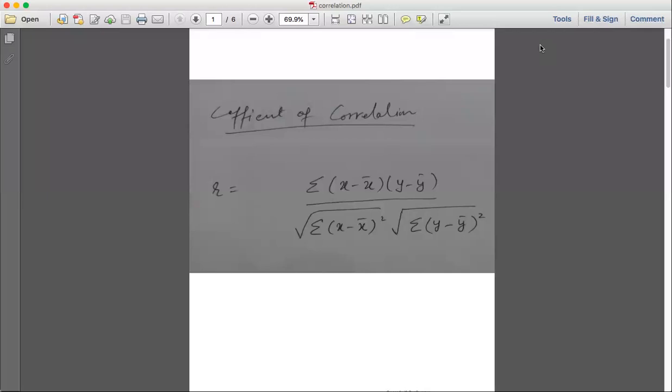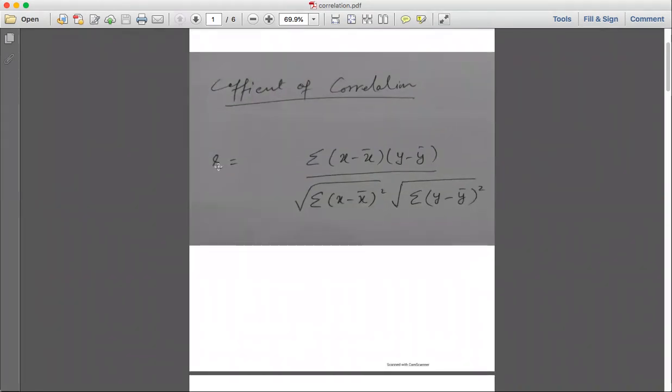Okay, as you can see on your screen, the coefficient of correlation, how can we find? The formula is r, the relation between them, summation (x minus x bar) into (y minus y bar) divided by summation (x minus x bar) square into summation (y minus y bar) square. This is the formula of correlation between two variables. Here we are using two variables x and y, and we will find the relation between them. Please note down this formula first of all.